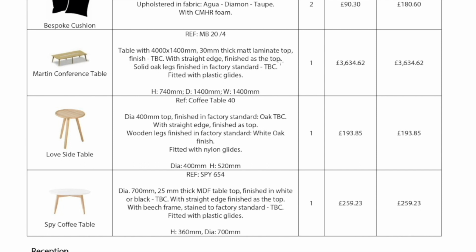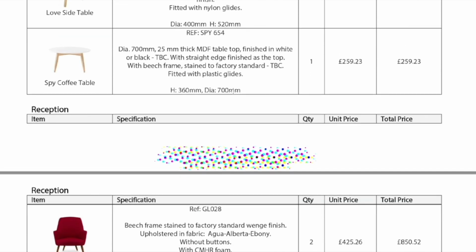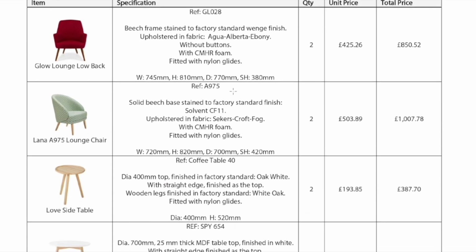Solid oak legs finished in factory standard, to be confirmed. The solid oak legs can be finished in all kinds of stains. At this stage we still didn't have that kind of detail, and that is absolutely fine. They just allow within the cost for the legs to be stained, fitted with plastic glides, and again specific dimensions of the actual table. So that's basically what usually a furniture quote looks like.